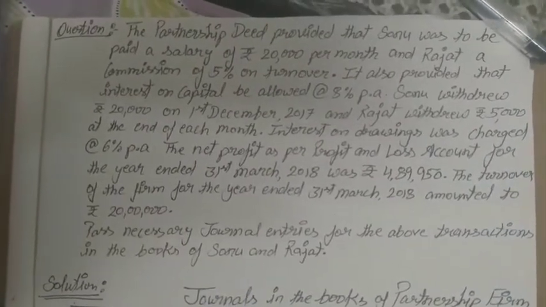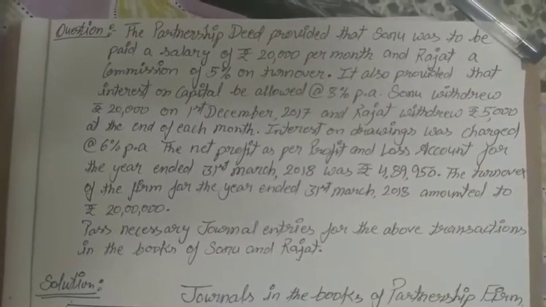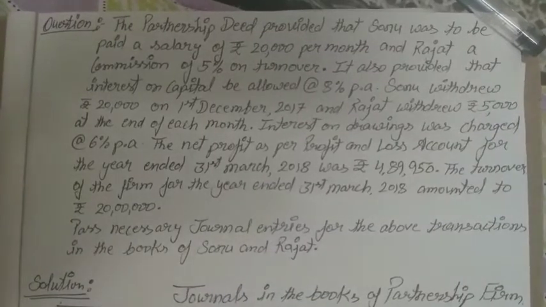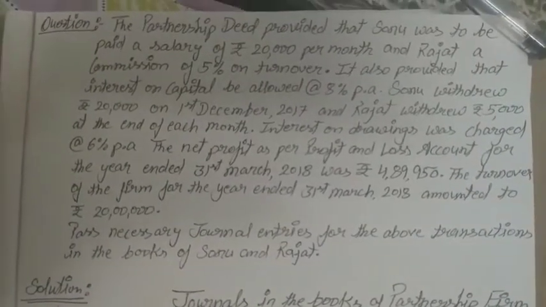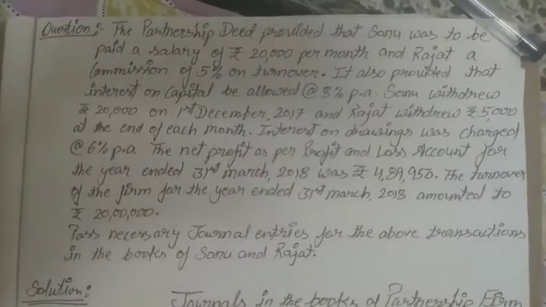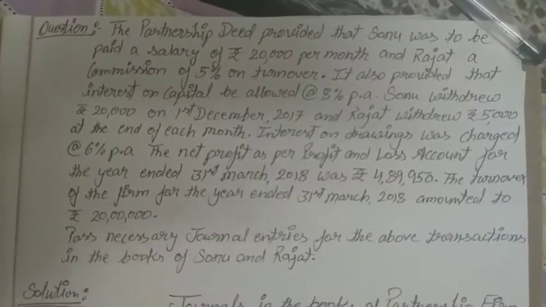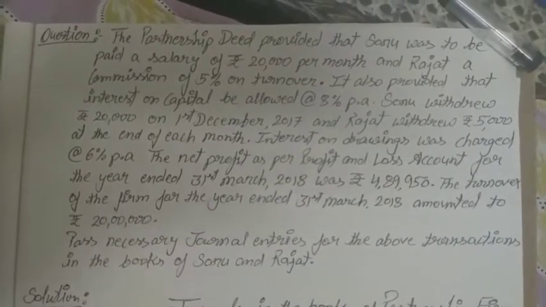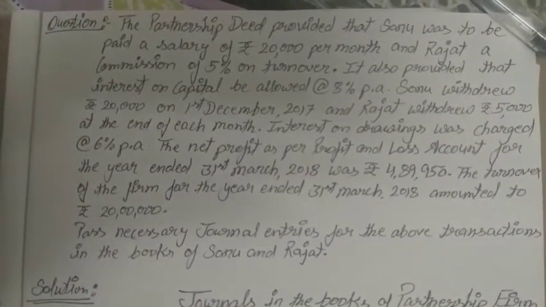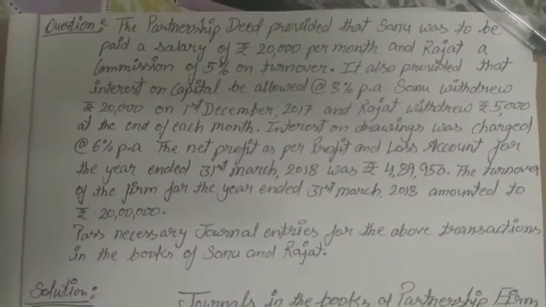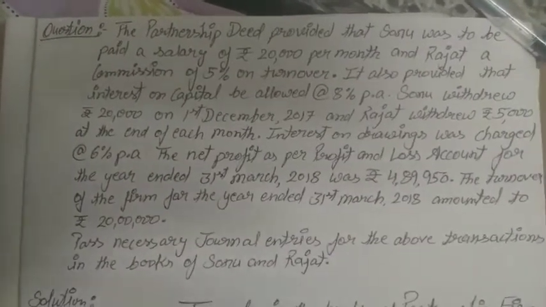In the last videos, I taught you how we can prepare the profit and loss appropriations account. Only a little bit, only 2-3 transactions were recorded in the profit and loss appropriations account, but sometimes CBSE can also ask for journal entries related to the profit and loss appropriations account or partners' capital account or partners' current account.